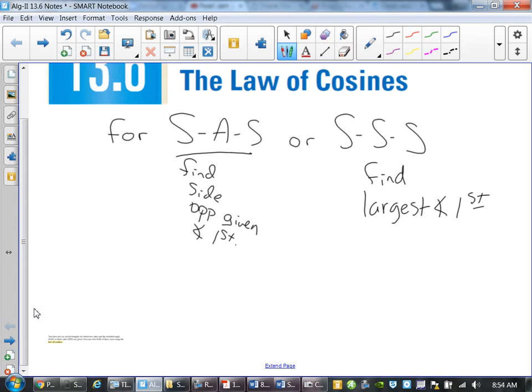Side angle side is going to force you to find the side opposite the angle. Side side side, you have to figure out which one of the three angles will be larger than the rest. And we know that because the largest angle will be across from the biggest side.